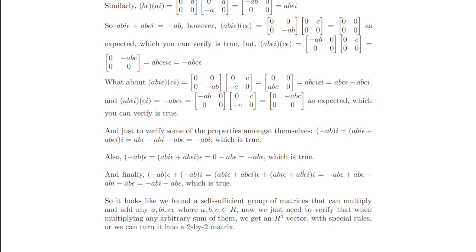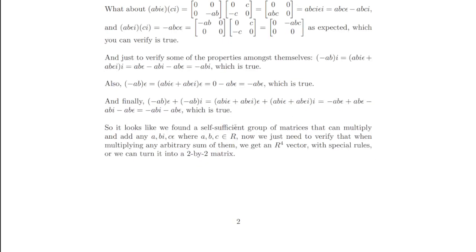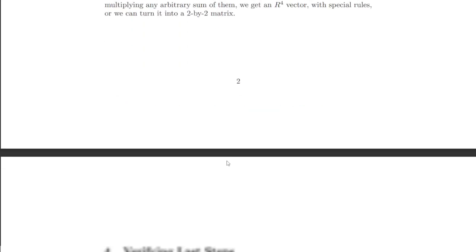And then AB epsilon I is negative AB epsilon, which again, these ones cancel out. And we get negative ABI minus AB epsilon, which is exactly what we started with. So it looks like we found a self-sufficient group of matrices that we can multiply and add by any A, BI, C epsilon, where A, B, and C are real numbers. Now we just need to verify that when multiplying an arbitrary sum of them, we get an R4 vector with special rules, or we can turn it into a 2 by 2 matrix.